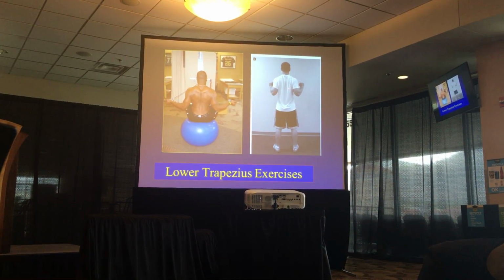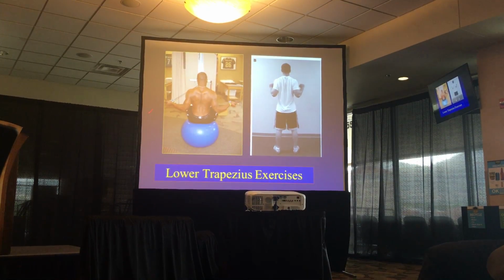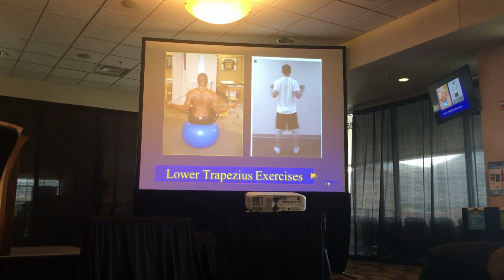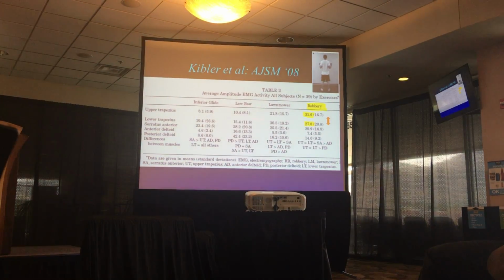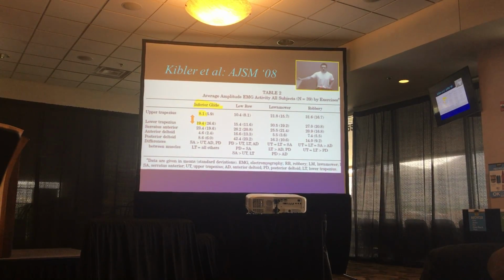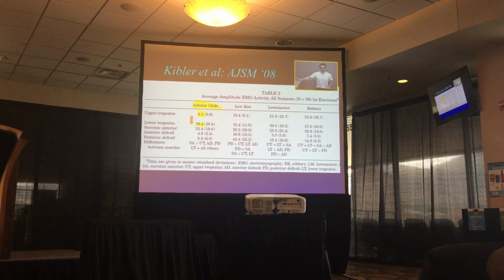This is a picture from Dr. Kibler's work. This is called the robbery. This is our modified robbery. This is what I would recommend to you. I think it's a better exercise than the one on your right. If you look at Dr. Kibler's EMG activity, it actually gets higher upper trap than lower trap, as we talked about. If you want to activate lower trap in your general ortho patients, this is actually a very good exercise.